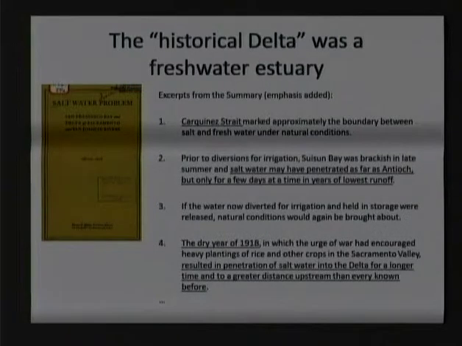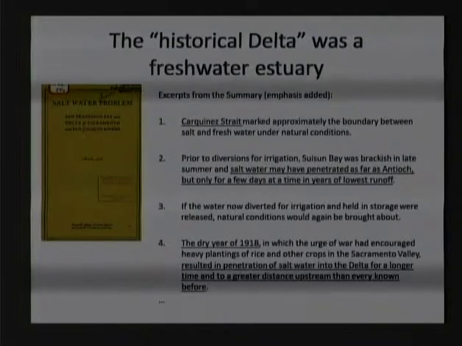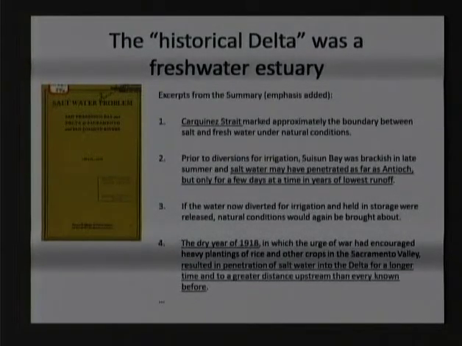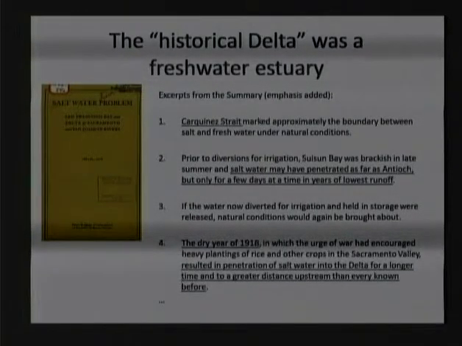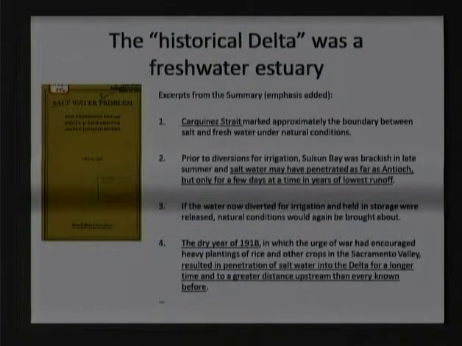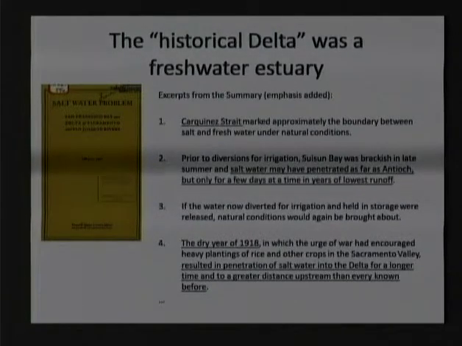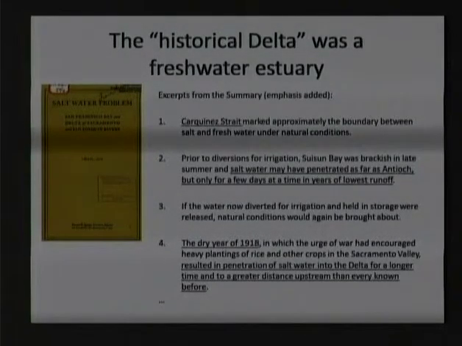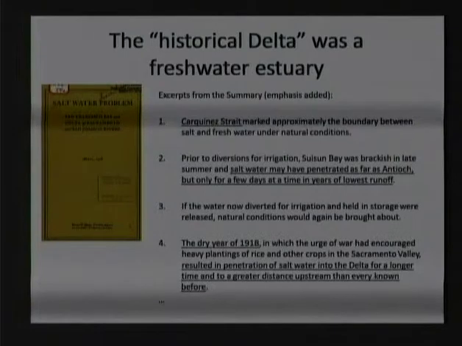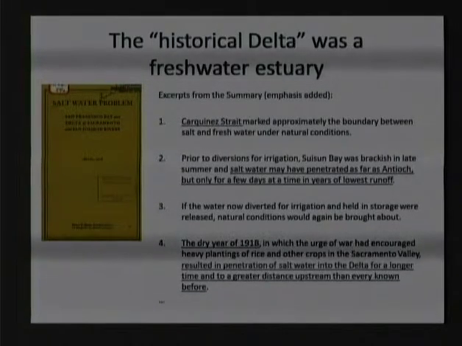Things changed in about 1918, and I thought it was interesting to note that the urge of war was one of the reasons that those changes appeared to happen so abruptly in that year. There were heavy plantings of rice and other crops in the Sacramento Valley, and a lot of the water that would have been in the river was diverted for those crops. As a result, saltwater penetrated into the Delta for a much longer time and to a greater distance than had ever been observed prior to that point in time.